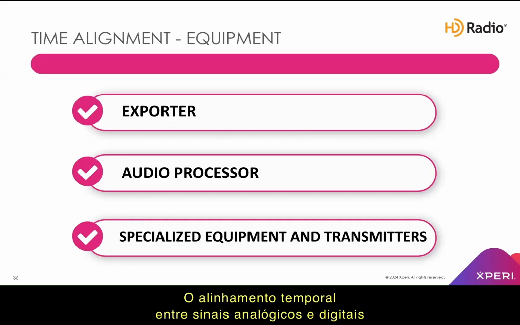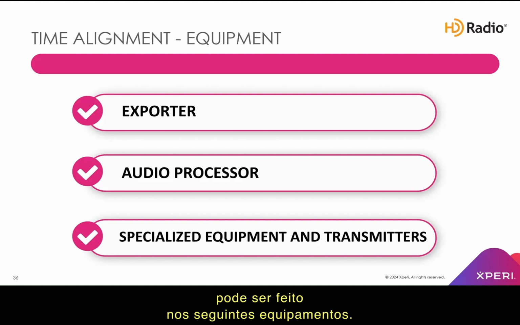The time alignment between analog and digital signals can be made in the following equipment: in the exporter, in the audio processor, or in the transmitter or specialized equipment.